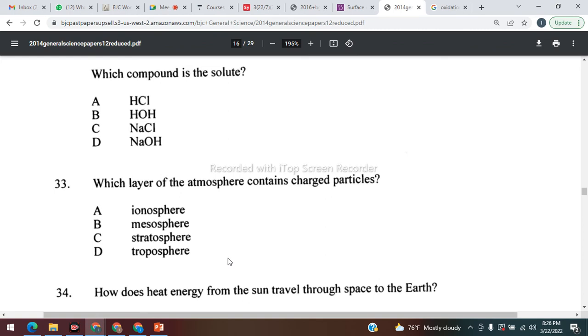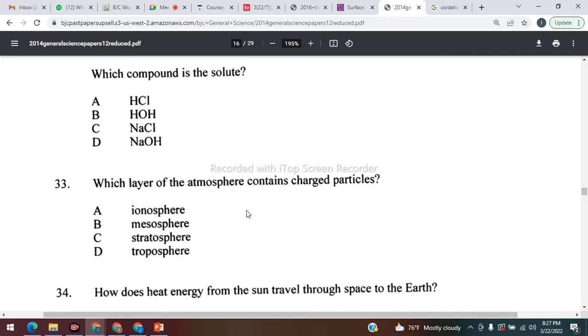Why did you say it isn't A? Everything good, Mr. Petit. That's the perfect way for me to know y'all guessed it. It is A. A is the area that contains charged particles, and you could kind of tell because ionosphere. Ion, remember, is a charged particle. So ionosphere.